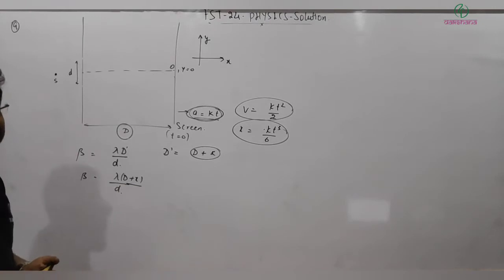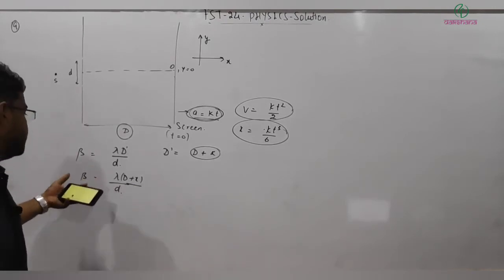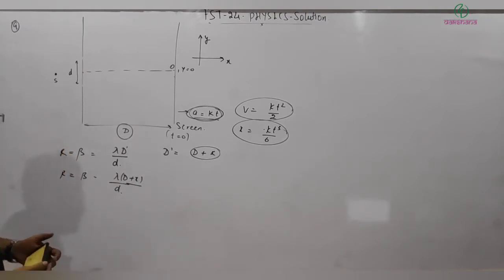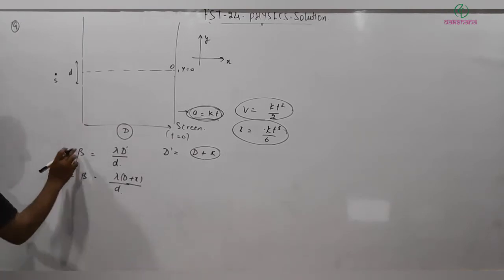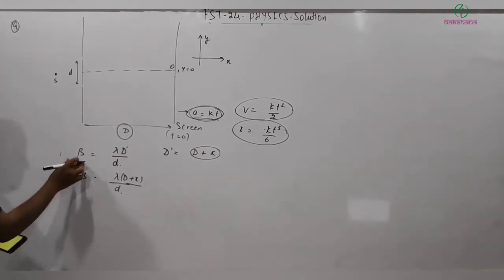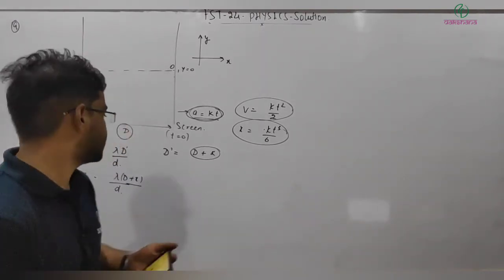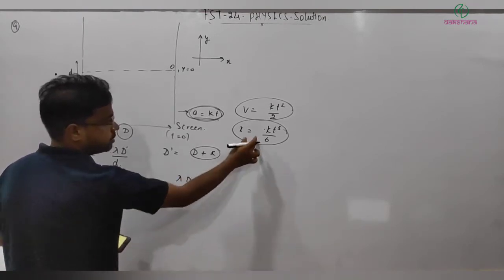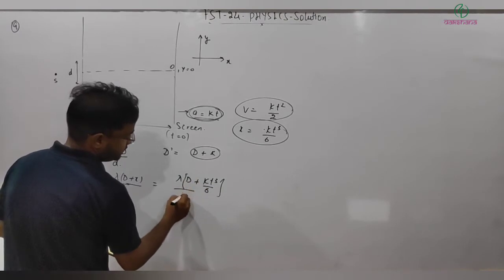Now it's asking for the rate of change of this fringe width beta, taken as R, with respect to time, and how that varies versus time. So let me substitute the values here. Lambda times capital D plus x, where x is equal to k t³ by 6, divided by small d.